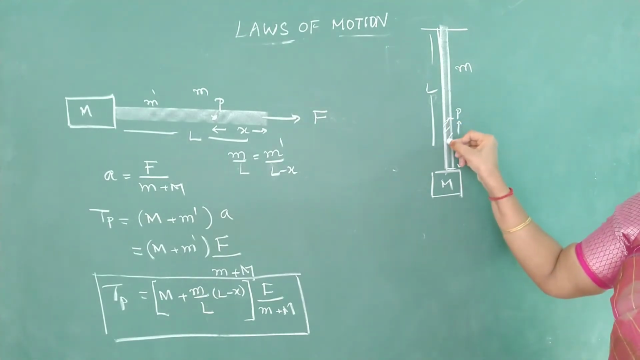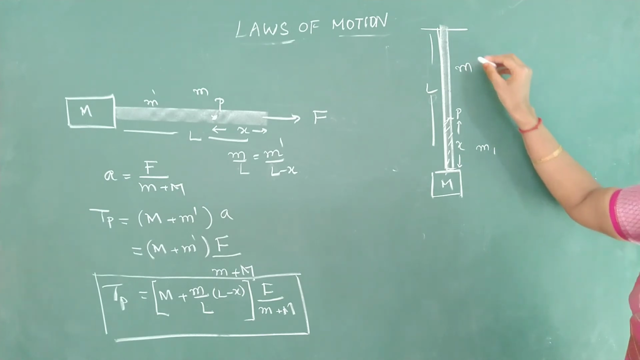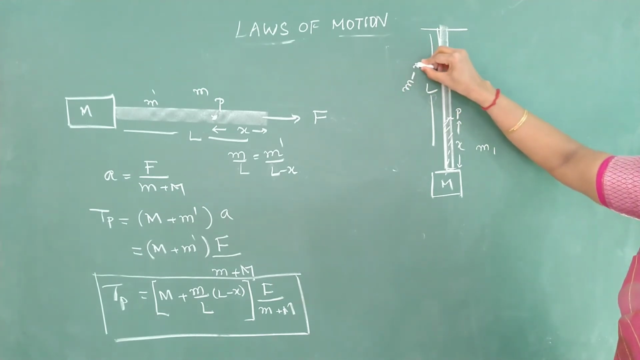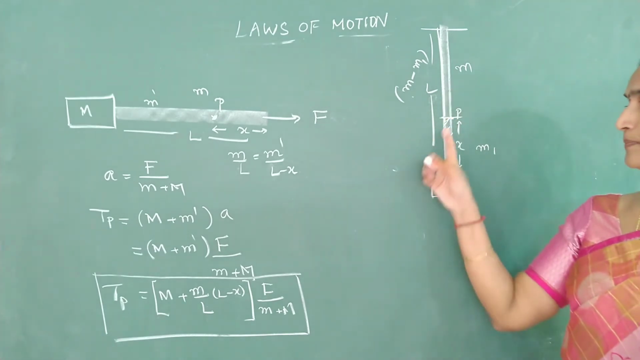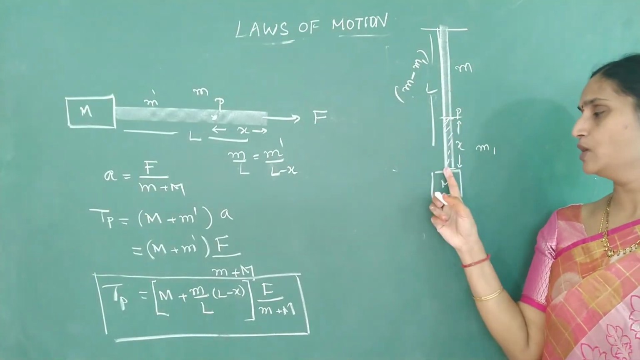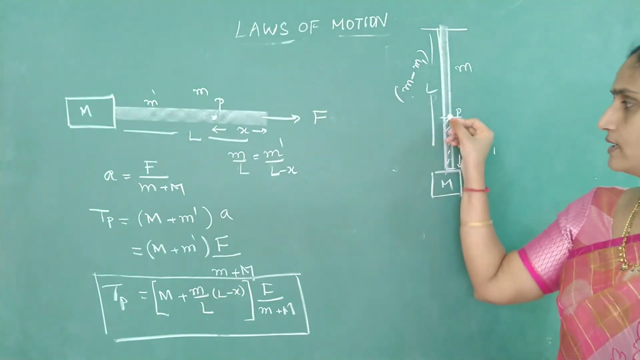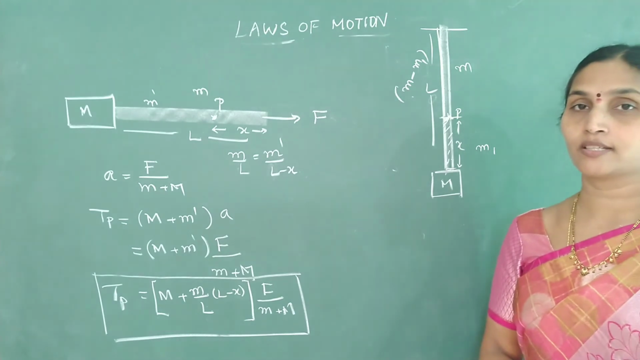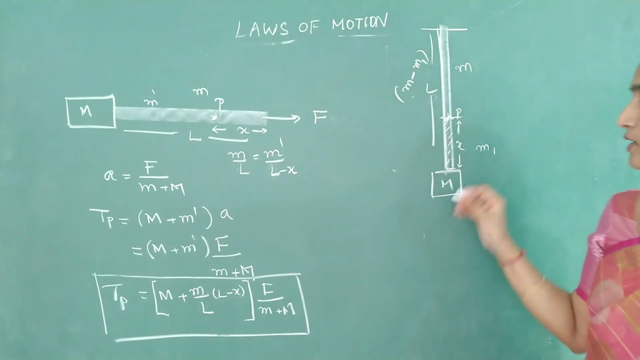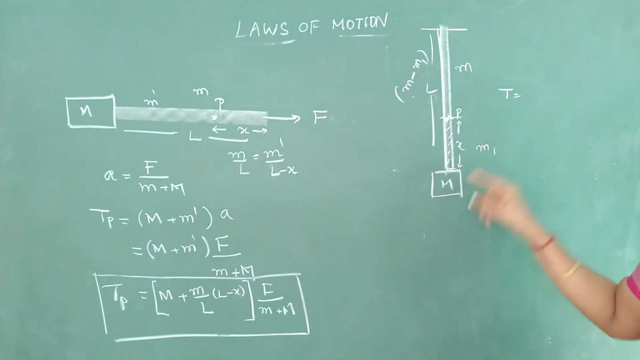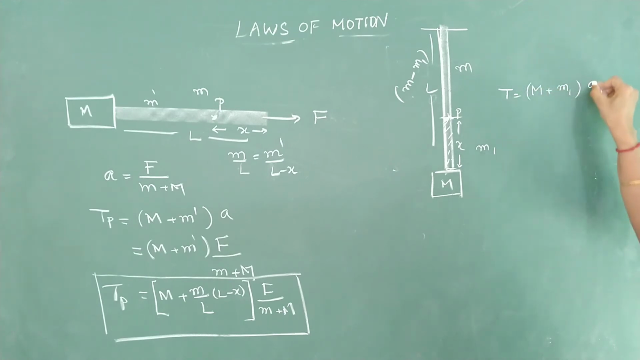So let this mass be M1. What is the remaining mass? M minus M1. Because we want tension at this particular point, I'm taking the mass which is below P as M1, above P as M minus M1. So how to calculate the tension at this particular point? Is the tension at this point because of the weight which is hanging below it? So find out what will be the tension. Capital M plus M1 into g.